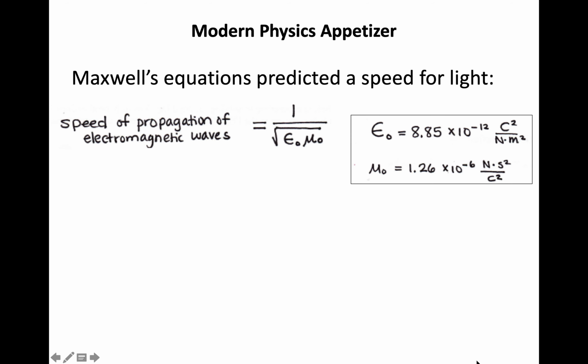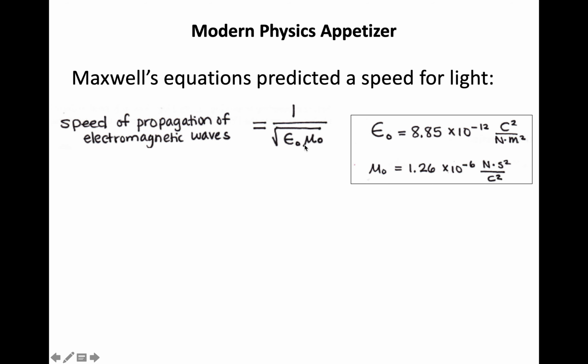So for our little modern physics appetizer, last week we looked at Maxwell's equations, and we noticed that in those equations there were these two constants. And one of the things we talked about was that Maxwell's equations actually predicted a speed for the propagation of electromagnetic waves. And that's because doing a bunch of math with Maxwell's equations, you can come out with this expression for the speed. And these two values are both constants.